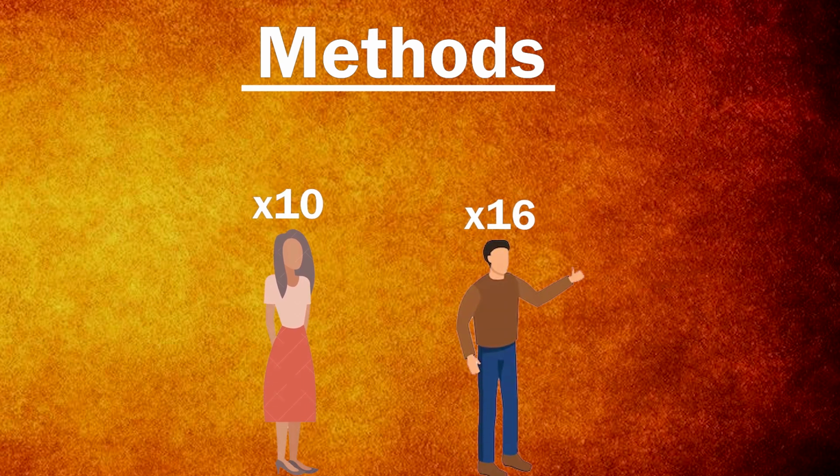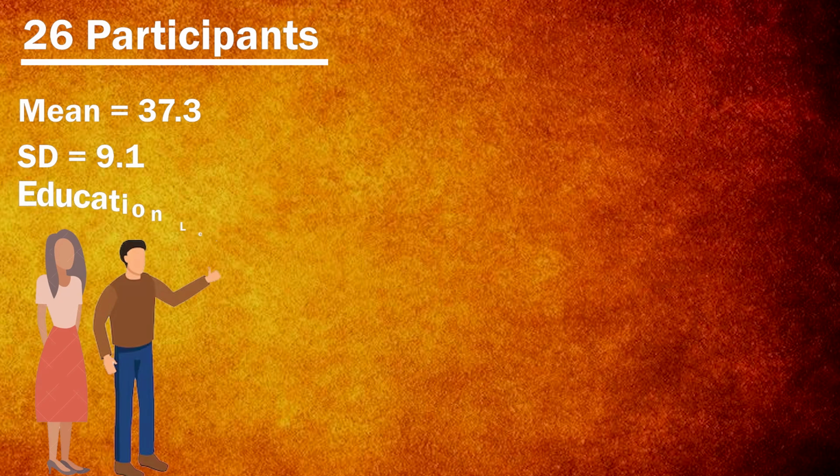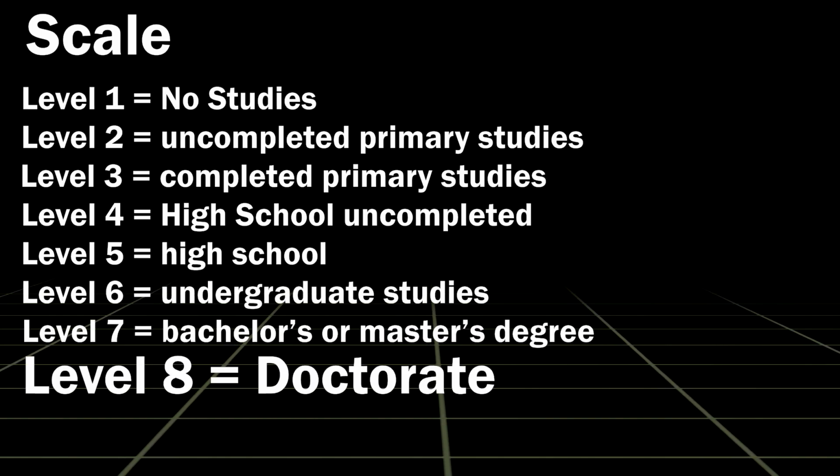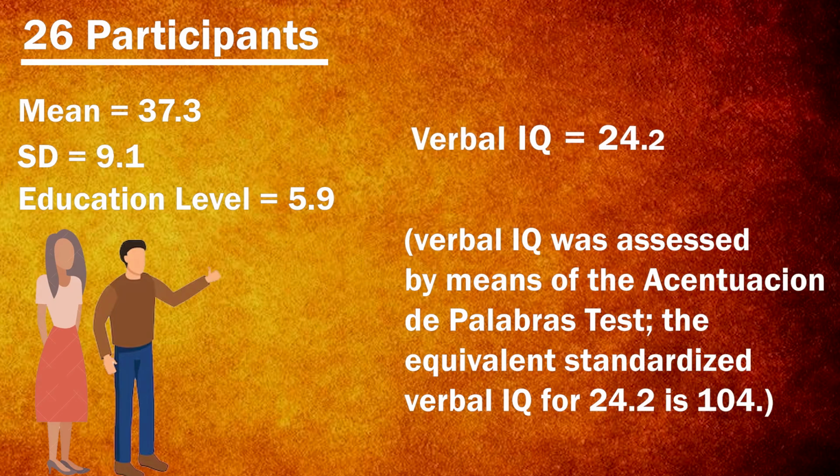26 healthy participants, 10 females and 16 males with normal or corrected to normal vision, were recruited from the general population by means of announcements. The participants' age had a mean of 37.3, a standard deviation of 9.1, and an education level mean that equaled 5.9. This was measured on a scale of 1 to 8, starting with 1 equaling no studies and 8 equaling a doctorate degree. Verbal IQ had a mean of 24.2 and an SD which equaled 5.